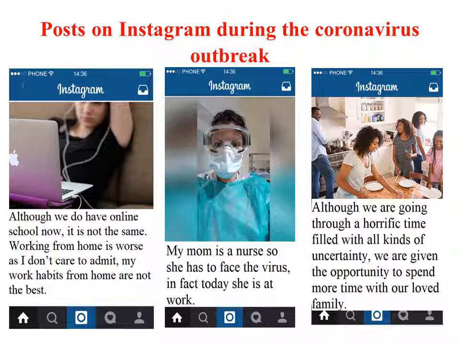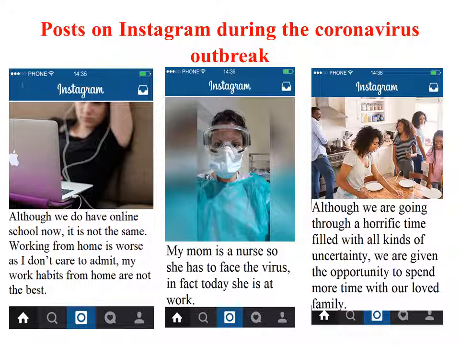Post number 2. My mom is a nurse, so she has to face the virus. In fact, today she is at work. So this is a girl. She's talking about a family member, her mom, who takes care of coronavirus patients. She's a nurse. She works in a hospital. She can't be with her family. She's taking care of coronavirus patients, which is a really hard job.